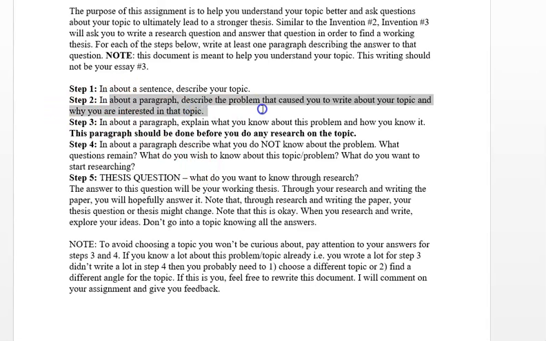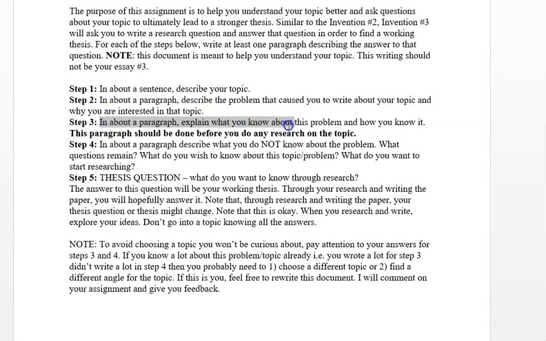Then in about a paragraph, describe the problem that caused you to write about this topic that you're interested in. If you remember the rhetorical analysis PowerPoint, I talked about this term called exigence, or the problem that caused you to write. This is that rhetorical exigence. What happened? With climate change, maybe something happened, forest fires or something like that's going on. So what is the problem that caused you to write about this topic?